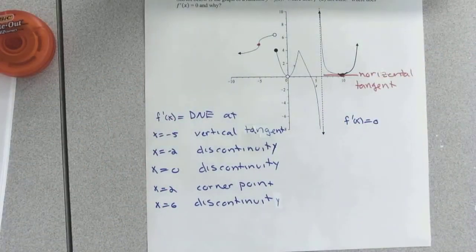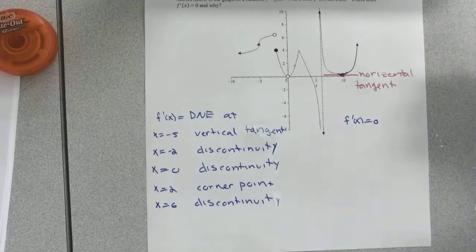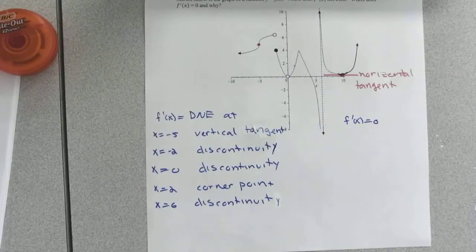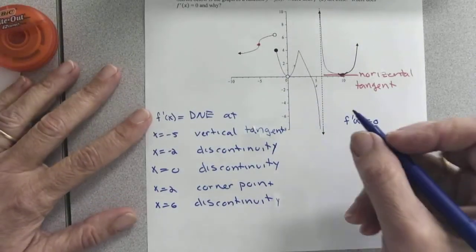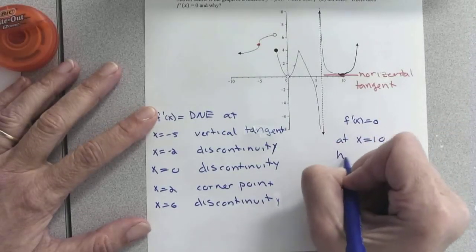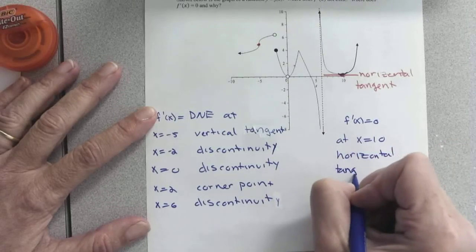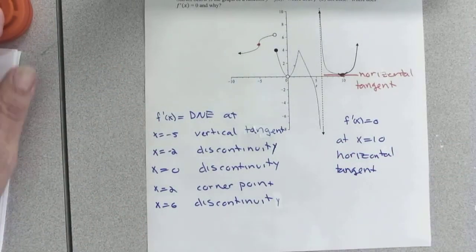And we already talked about what horizontal tangents meant. Horizontal tangents, or how we found them, was set the derivative equal to 0 and solve. Horizontal tangent is telling you the derivative is 0. The derivative being 0 is telling you horizontal tangent. It goes both ways. So f prime of x equals 0 at x equal 10 because we have a horizontal tangent. And there's that problem.